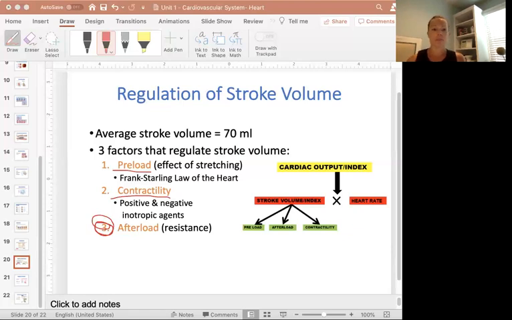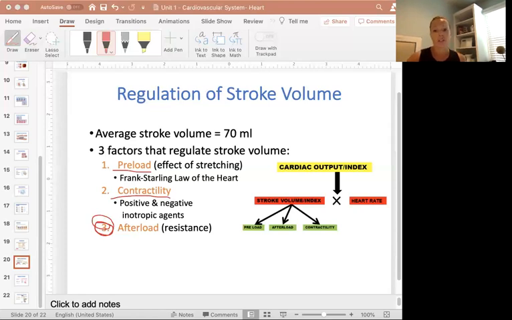And just to explain one more term that is in your study outline, an inotropic agent. These are factors that affect contractility. There are positive inotropic agents that increase contractility, and there are negative inotropic agents. Those are factors that would decrease contractility and cause a weaker contraction. So preload, which is stretching, and contractility, how strong of a contraction you have, those are the two things that influence stroke volume the most.